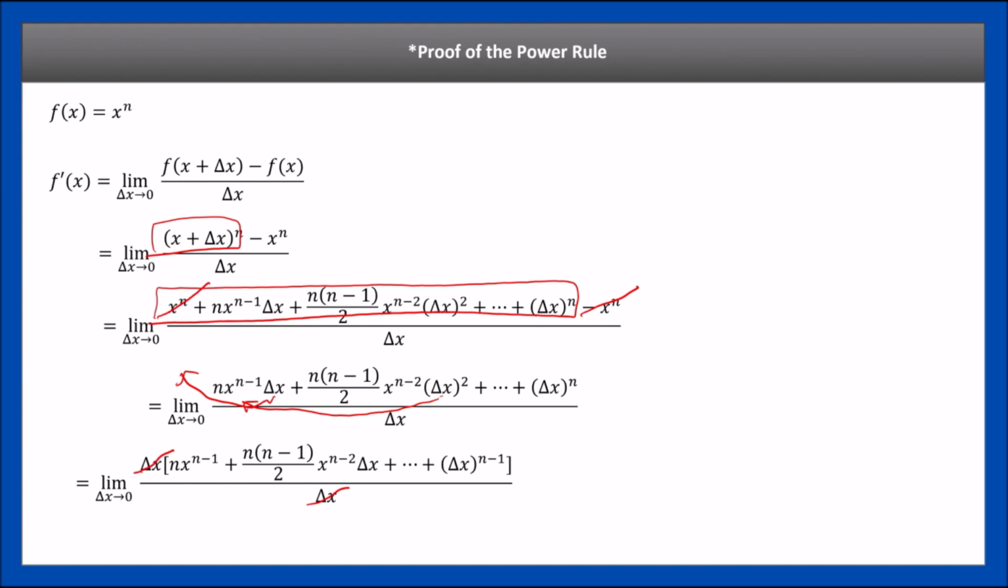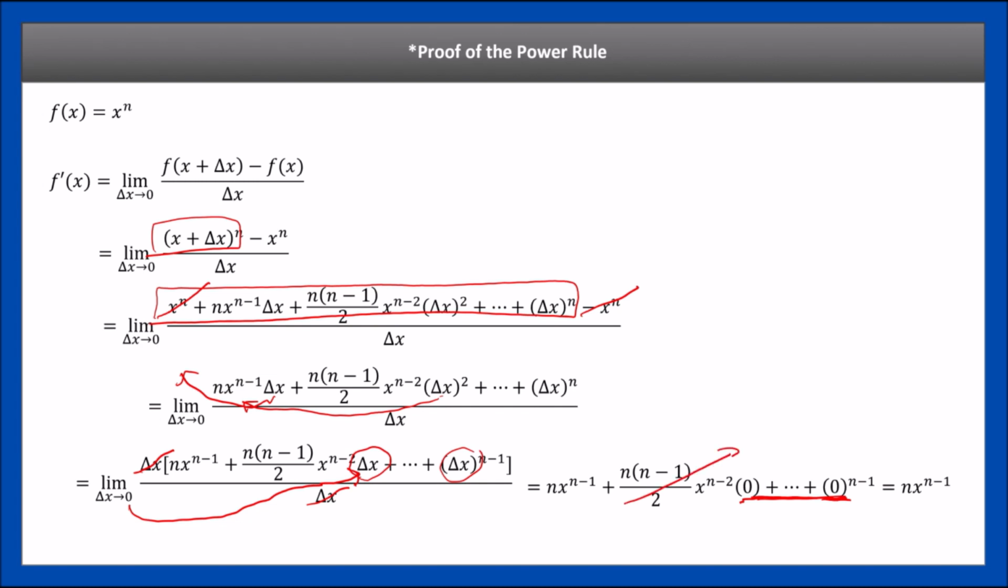And so next we're going to put the limit as delta x approaches 0. So we're going to replace that with a 0. We're going to replace that with a 0 as well. Okay, so that's what we do here. We replace this with a 0. That means all of these terms have 0, so this goes to 0. So it is all this. And that leaves us with, you might have guessed it, nx to the n minus 1.